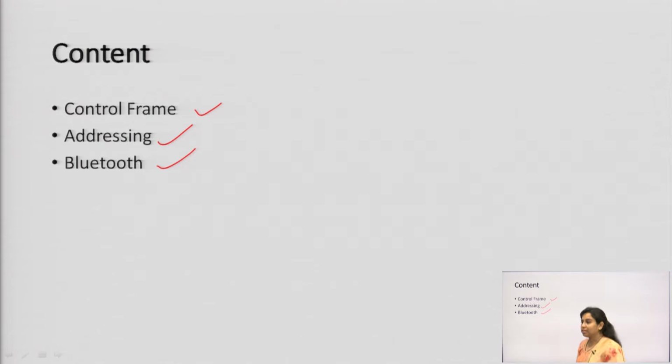Then addressing, we will see how the addressing is done for the physical devices that are connected at the transmitter and the receiver side. And thirdly, we will see what Bluetooth is, and what technology has been used behind Bluetooth.